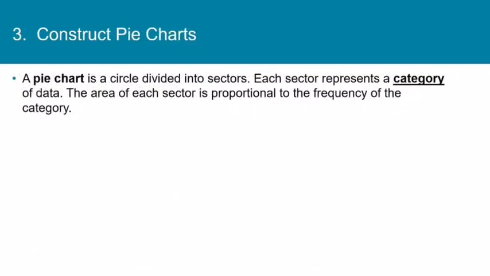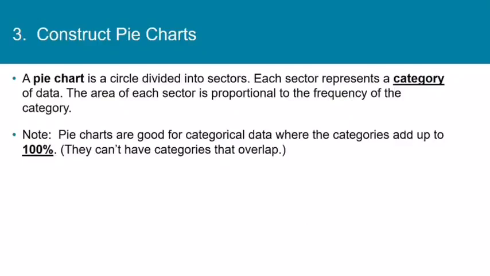And now just a little bit about pie charts, although we will not be drawing our own by hand. A pie chart is a circle divided into sectors. Each sector represents a category of data, and the area of each sector is proportional to the frequency of the category. So now notice, pie charts are good for categorical data where the categories add up to 100%. In other words, they can't have categories that overlap.